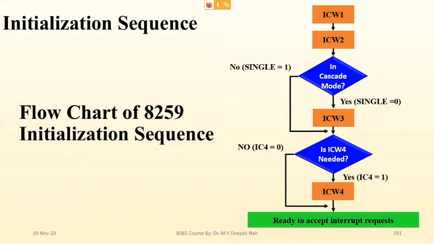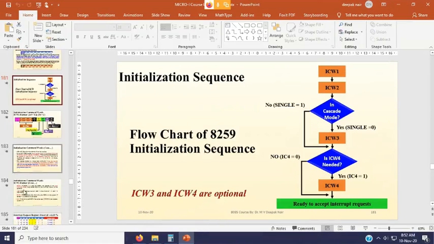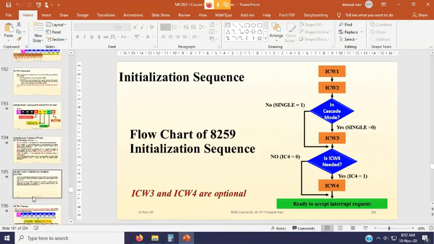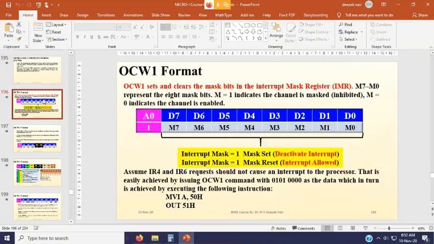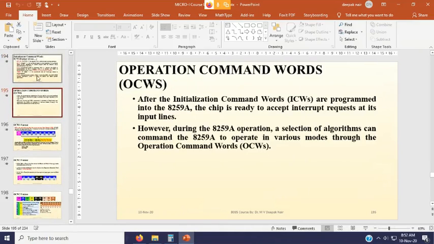Okay, so this is ready to accept interrupts. After that, the question is, when you are driving the vehicle, what are the things that you have to keep in mind when you are using that vehicle? So the initialization processes are complete. Now we are going to check what are OCWs, operational control words. That means when you are using the device, what are the things that you have to keep in mind?